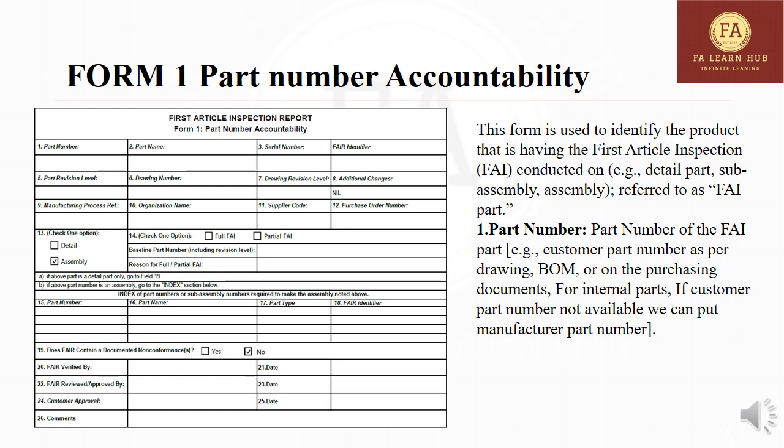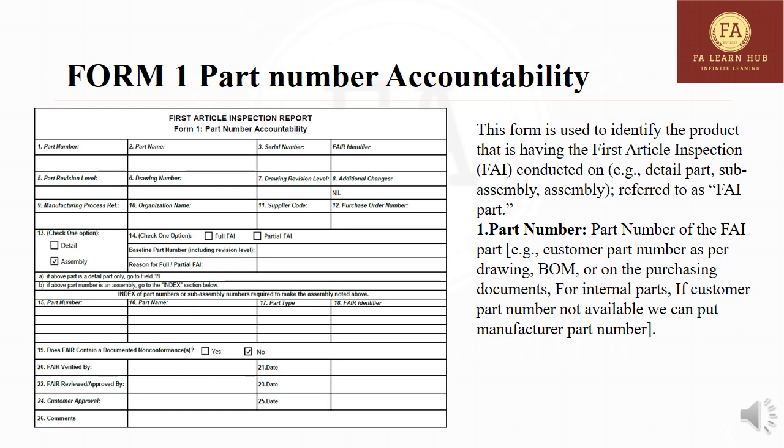The first field is part number. What do we have to fill? The part number of the FAI part. Which part we are going to do FAI on, or which part we have conducted FAI on, we have to fill in the part number. It is the customer part number as per drawing, BOM, or a purchasing document.